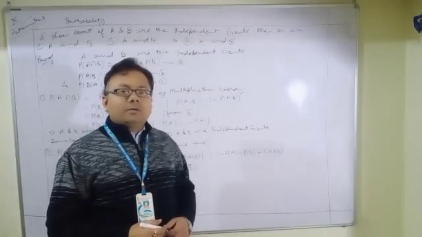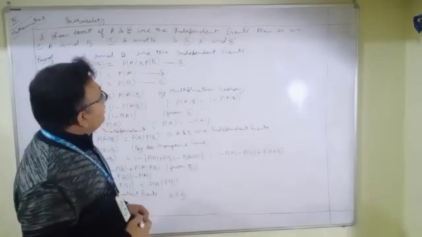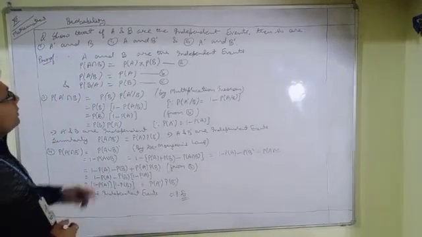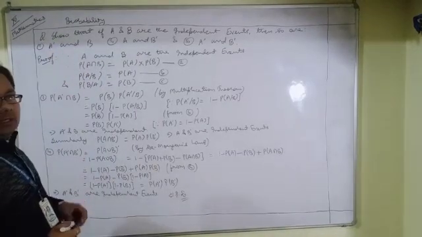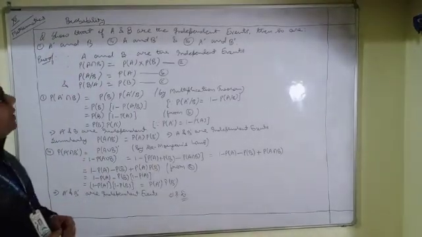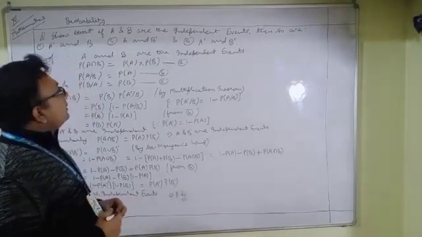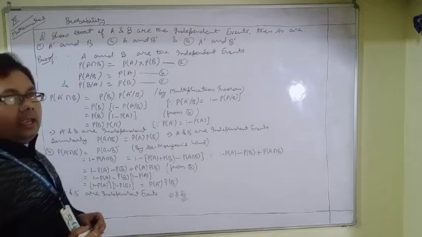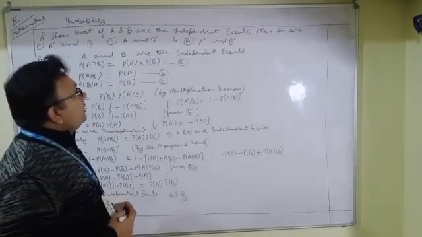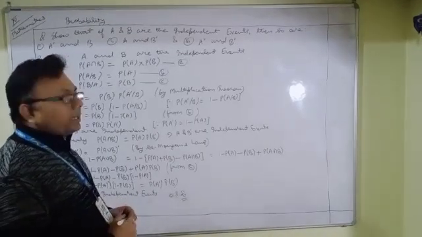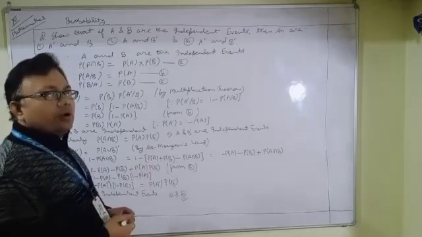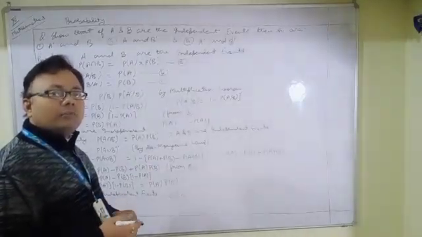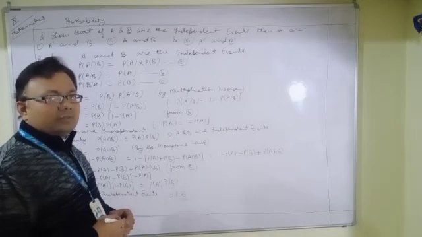Friends, welcome back. In this slide, we are going to learn one result in the form of a question: if A and B are two events, then so are A dash and B, secondly A and B dash, and third A dash and B dash. Here A dash and B dash represent the complements of the events A and B respectively.